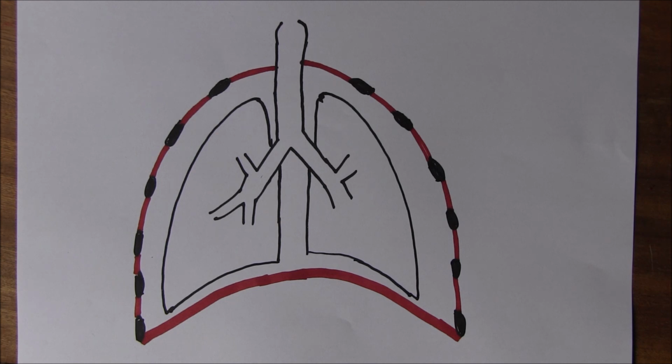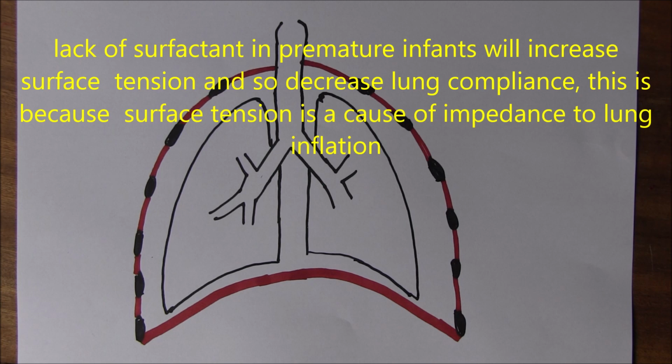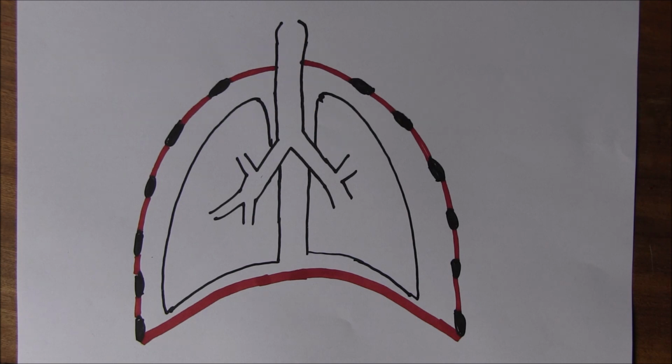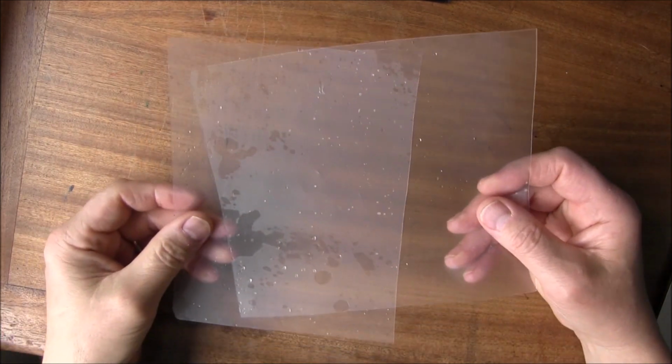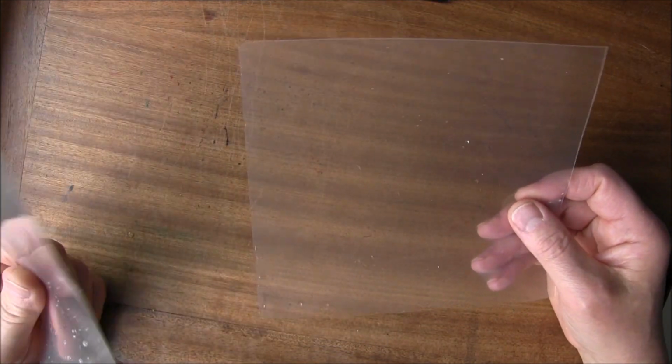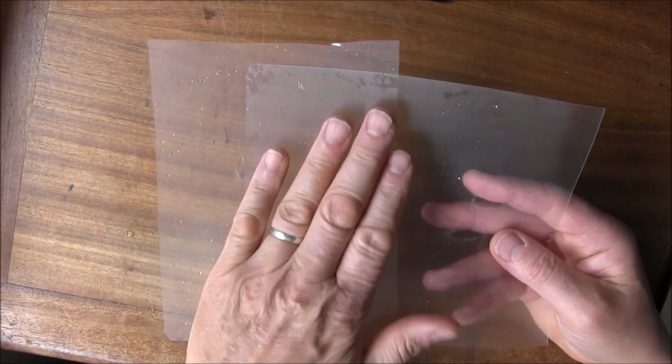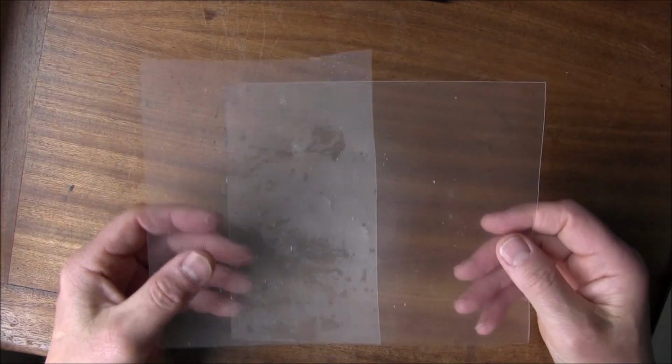Another major factor is that lack of surfactant in premature infants is going to increase the surface tension. And if you increase the surface tension, you're going to decrease compliance, because this surface tension is a cause of impedance to lung function. We can see what we mean with the analogy we've used before when we thought about the pleural membranes of two separate acetates. Here we have a couple of acetates, and it's moist between them, and the moisture generates surface tension, and that's going to hold them together.